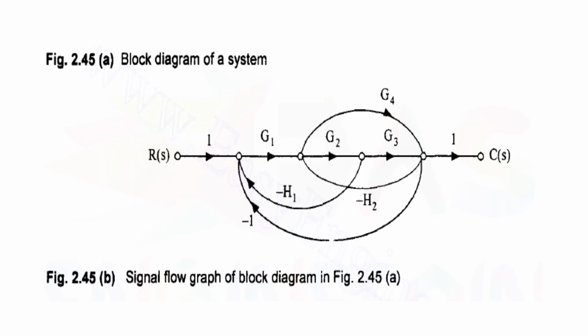Now represent this using the signal flow graph. R of S. Two summing points are combined here and taken together. Here also the two summing points which are together are combined and taken together, and here the takeoff point is combined with the summing point in the form of a node to simplify the signal flow graph.